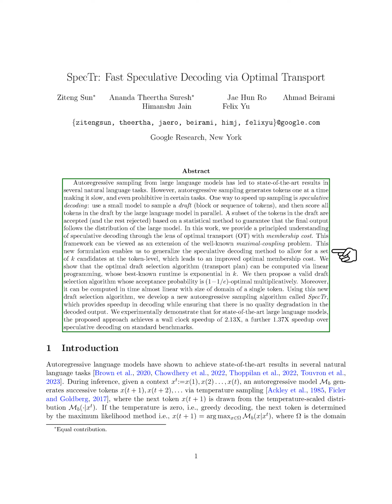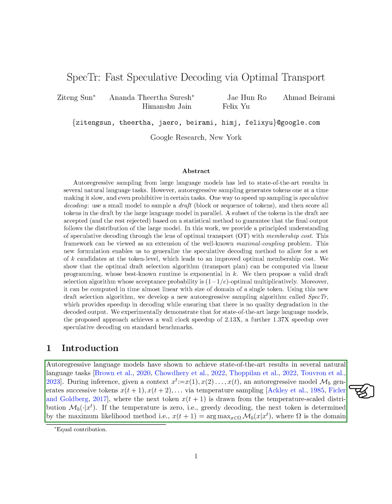Section 1 Introduction. We're going to talk about autoregressive language models, which have proven to be very effective in various language-related tasks. These models generate new tokens, or units of information, based on a given context. This process is done sequentially, one token at a time, using a method called temperature sampling. In this method, the next token is chosen from a distribution that's adjusted according to a parameter called temperature.